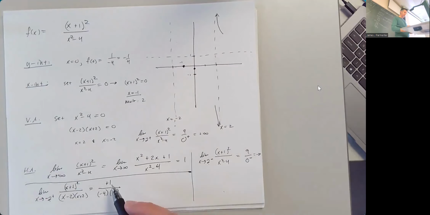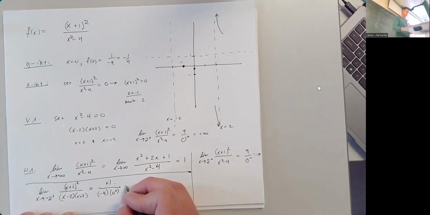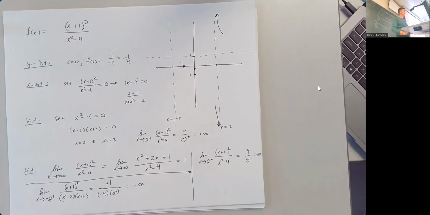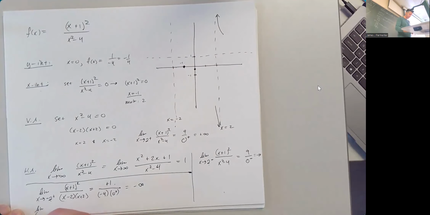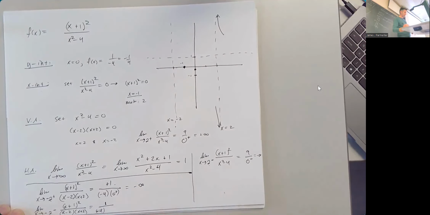So I've got positive, positive, negative. So overall, this whole thing is going to be negative. And then on the other side of -2, on the left of x plus 1 squared over x minus 2 times x plus 2, you would be getting +1 on the top still, -4 there, because -2 minus 2 is still -4.